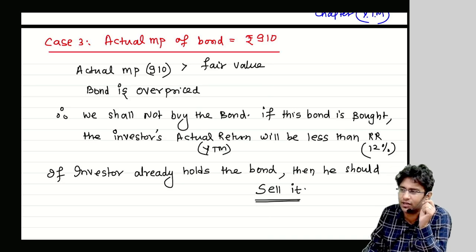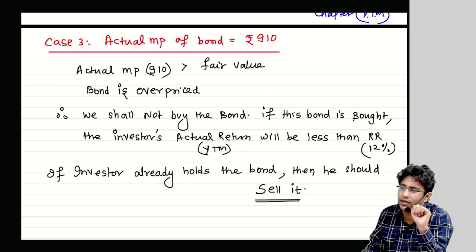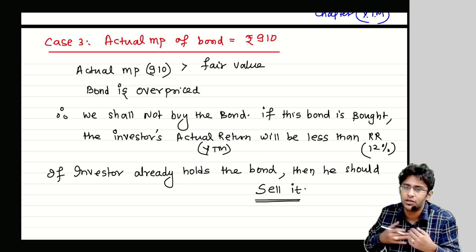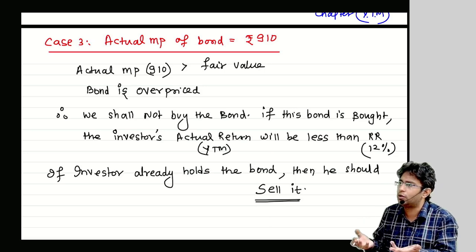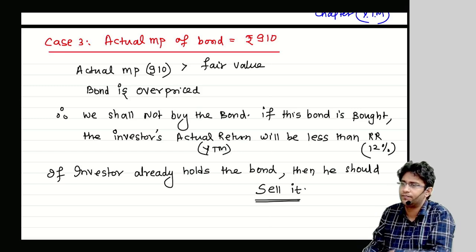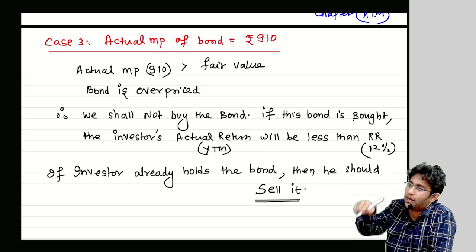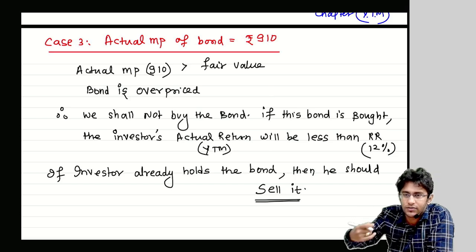Market price 910 means what, you know? Some people are buying and selling the bond at 910. You know the bond's worth is how much? 891 only. So what are you waiting for? Go sell. Some fool will buy this bond at 910. Let him buy. I don't understand, sir. Not only you, many people like you will start selling the bonds.